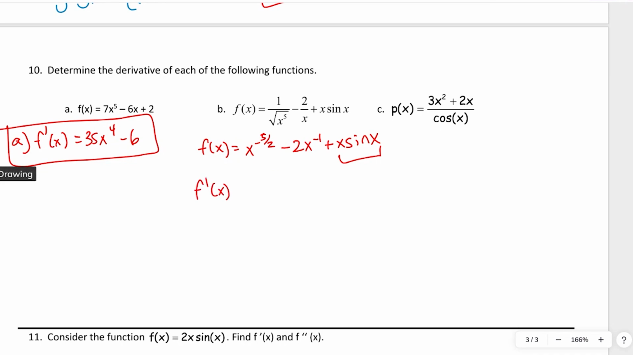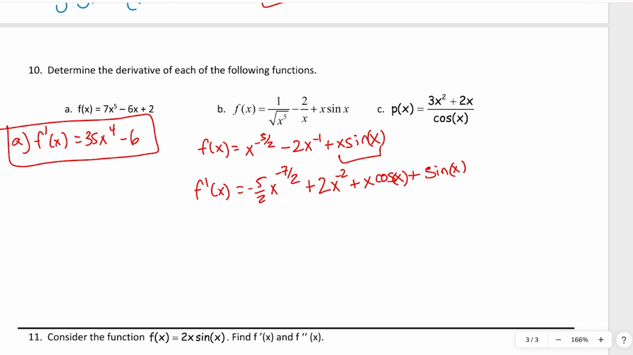So f prime will be negative 5 halves x to the power of negative 7 halves plus 2x to the negative second power. And now I'm going to use the product rule here. So hopefully at this point, you're getting pretty good with the product rule. It's going to be x times cosine x plus 1 times sine x.